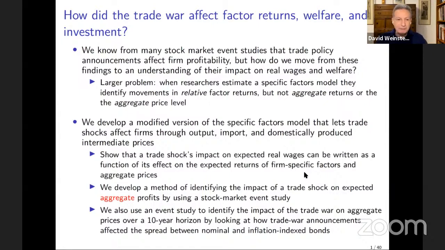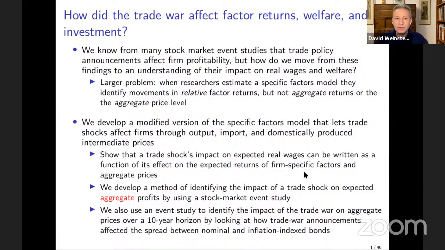So what we're going to do in this paper is develop a modified version of the specific factors model that lets trade shocks affect firms through output, import, and domestically produced intermediate prices. And then we're going to show that a trade shock's impact on expected real wages can be written as a function of its effect on the expected returns of firm-specific factors and aggregate prices.